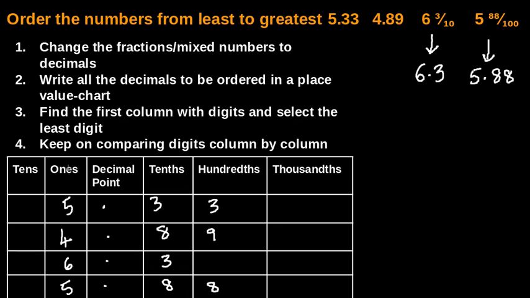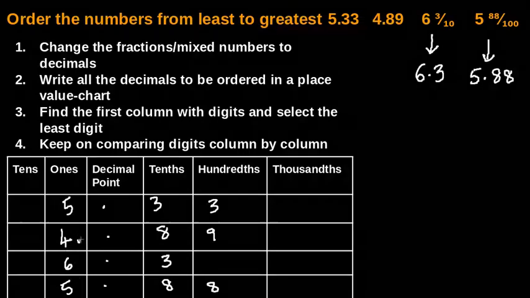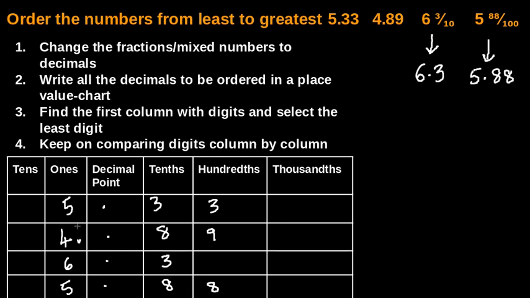Now the first column with digits is the ones column. What's the least digit in the ones column? We have 5, 4, 6, 5. The least digit is 4. So that means this decimal is the least decimal. So let's write it out. Remember, we are ordering from least to the greatest, 4.89. Okay, you've selected that. We should actually cross it out so it doesn't affect other comparisons.